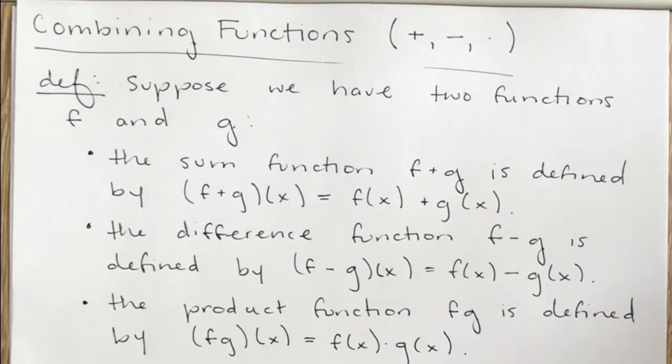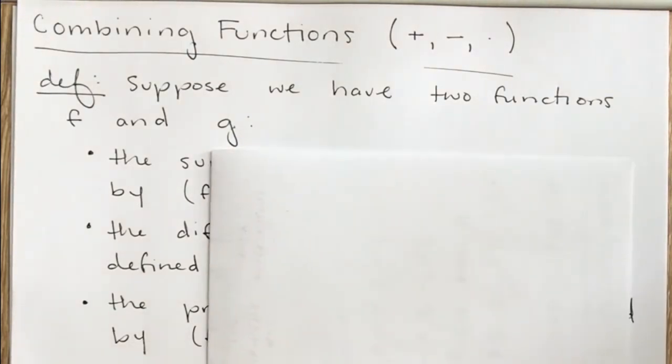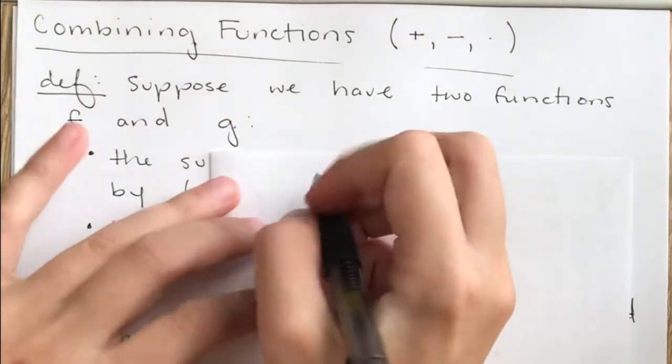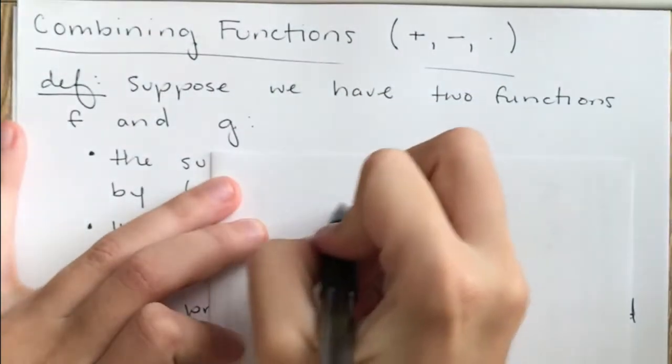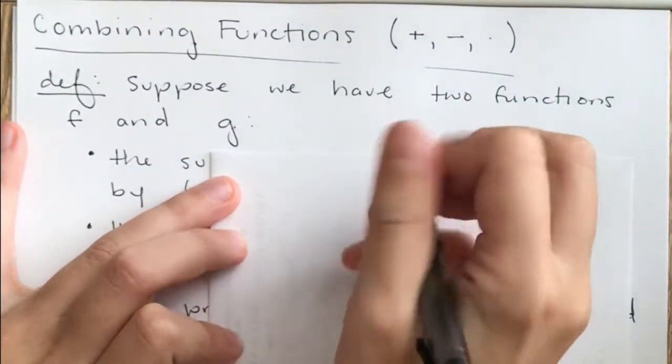So what does this mean exactly? It kind of looks like we just jumbled around some symbols here. What I want to make sure we're aware of is that we're not just shifting around where the plus sign or the minus sign is, we're actually creating a new function.